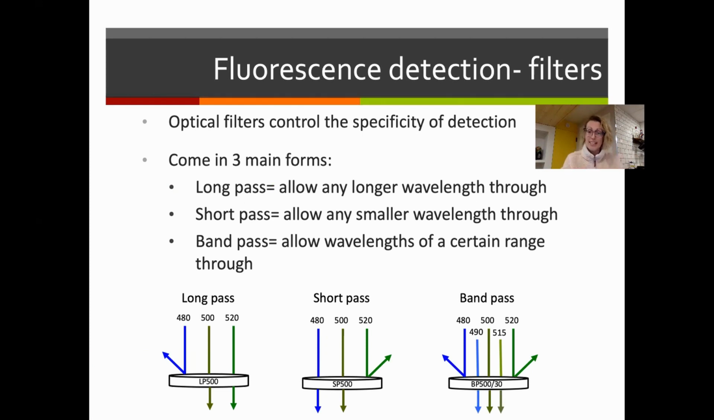A short pass is the exact opposite. So anything shorter than that wavelength will go through the filter, anything longer will not. So on a short pass 500, anything shorter than 500 goes through, anything larger does not.